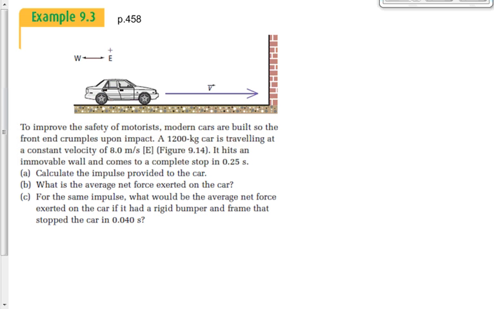Let's try one. This one's on page 458 of your textbook. It says, to improve the safety of motorists, modern cars are built so that the front end crumples upon impact. Do you guys know that? When a car crashes and it's smashed into smithereens, destroyed, that it's supposed to do that?